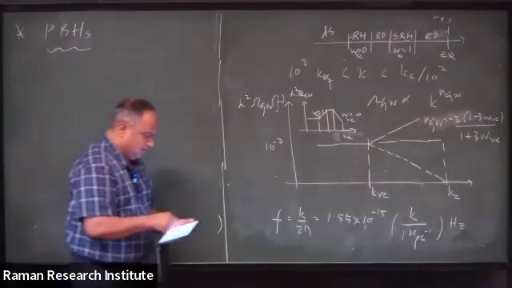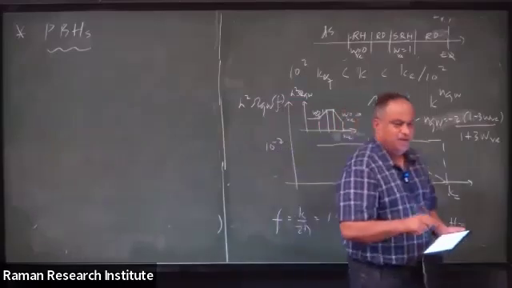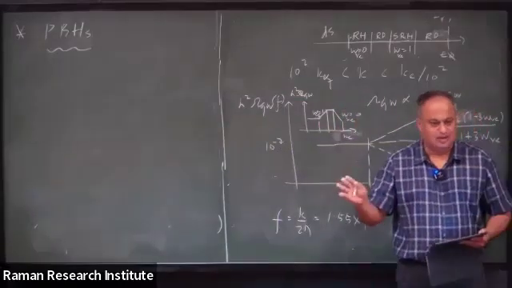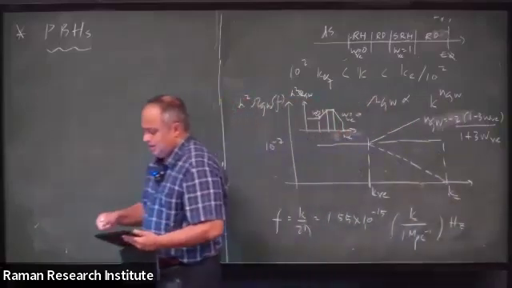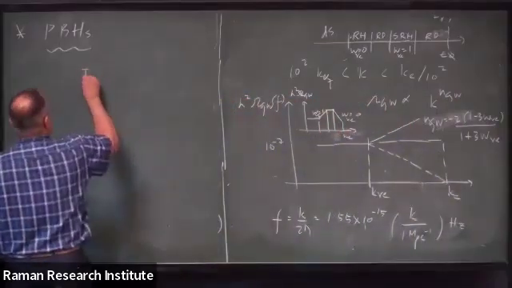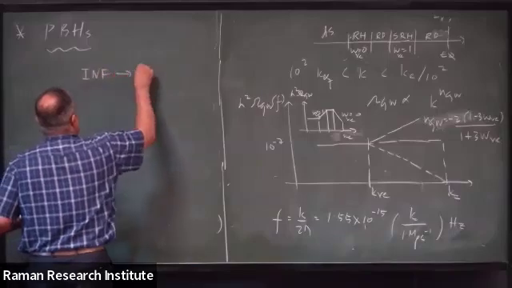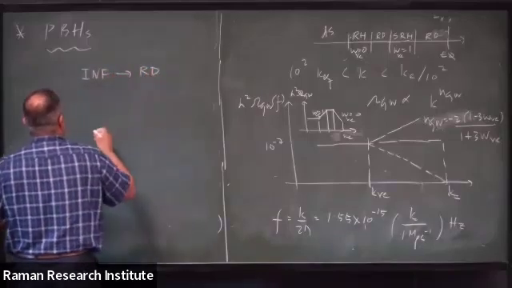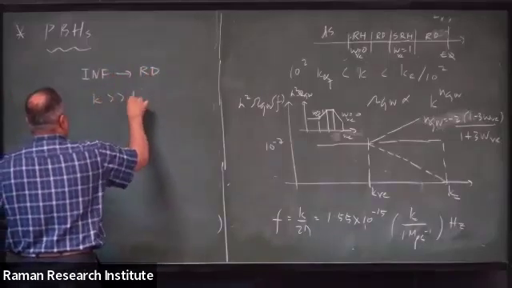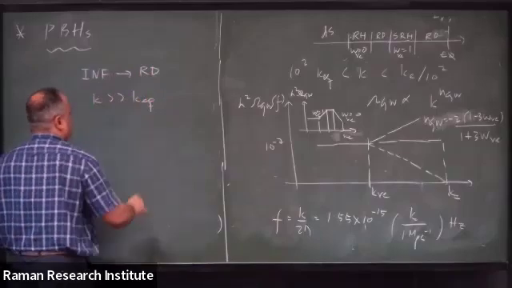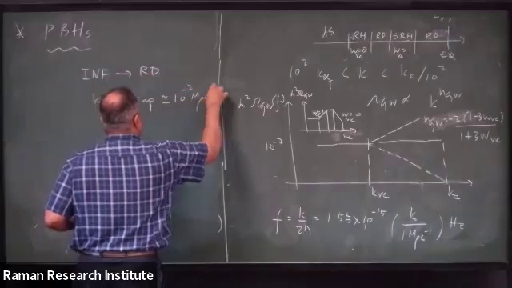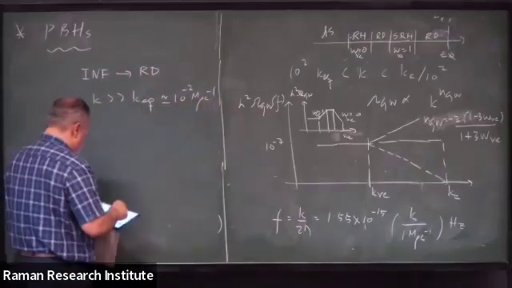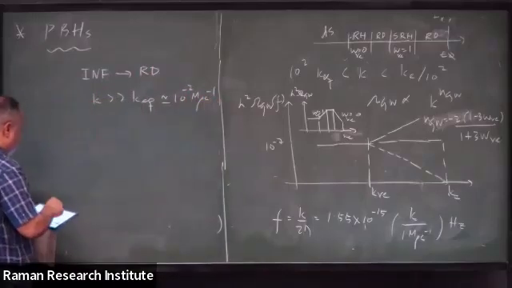So we are going to assume the simple scenario of inflation followed by radiation domination. We are going to have instantaneous reheating. And we are going to focus on scales where k is much, much larger than k_eq. Remember, this is like 10 power minus 2 megaparsec inverse. All right. And what are we interested in?